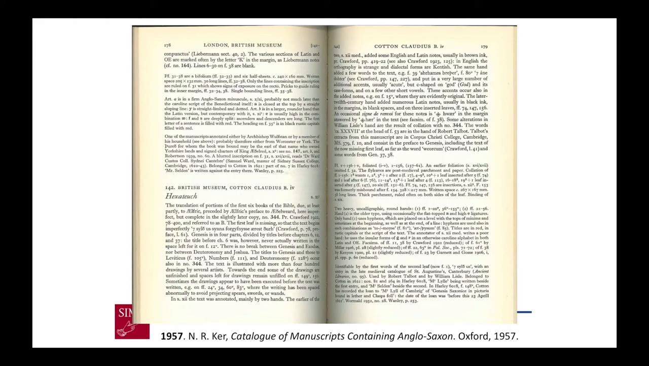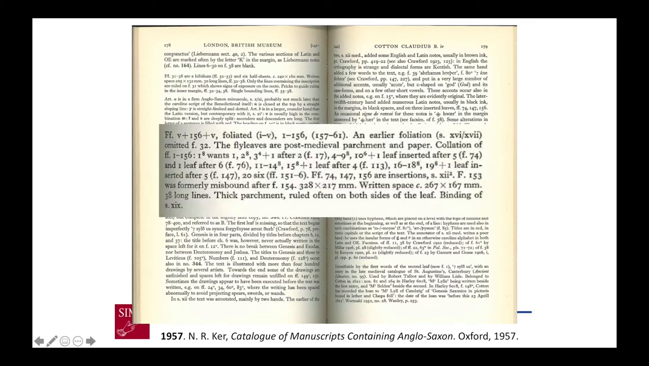In 1957, N.R. Ker published his catalog of manuscripts containing Anglo-Saxon. And he has a much more extensive description, which includes a collation formula. It's there on the second line, collation of folios 1 through 156. That's the same information from the 1802 catalog. But then he describes the manuscript in detail, quire by quire. Quire 1 has 8 leaves. It wants 1. That means the first leaf in that quire is missing.